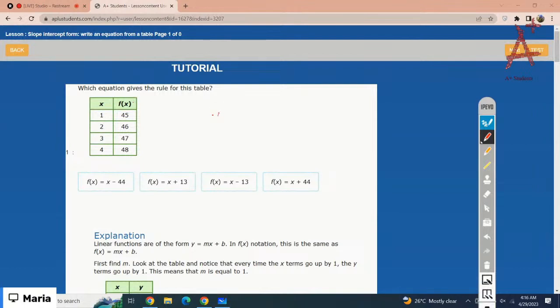change in y over change in x. Just look at the change in x. It would be 2 minus 1 is 1 and 46 minus 45 is 1. So slope is m equals 1 over 1. That means slope is 1. Got it? Now you have to calculate the b, the y-intercept. Got it?